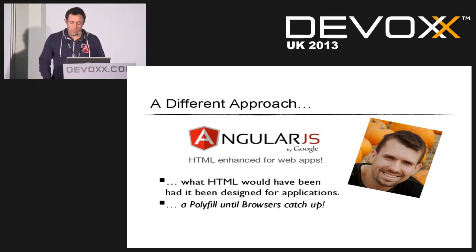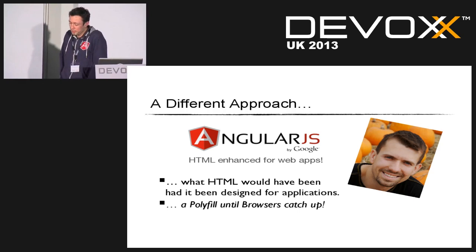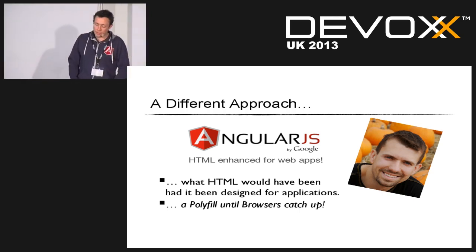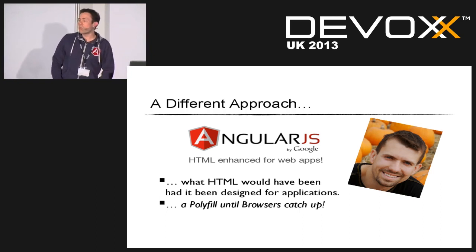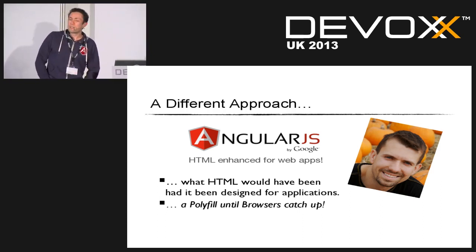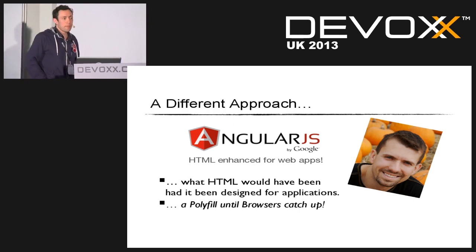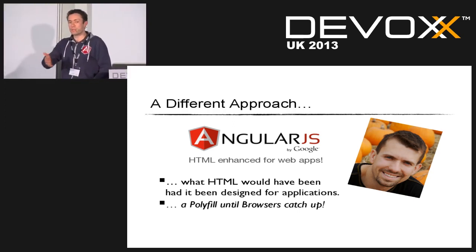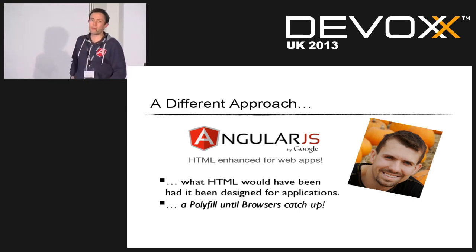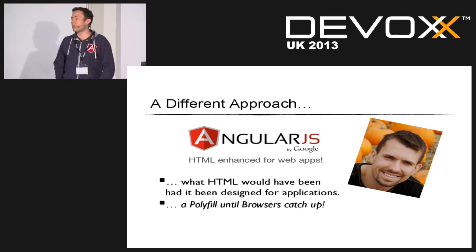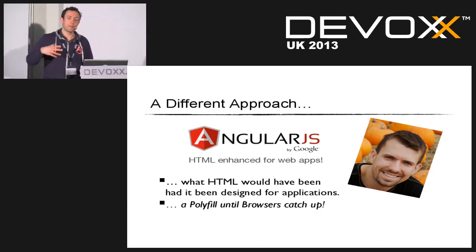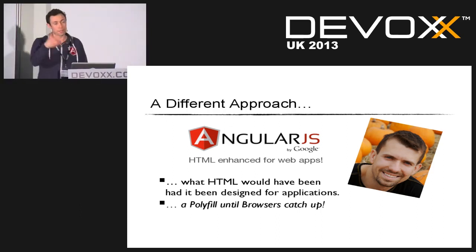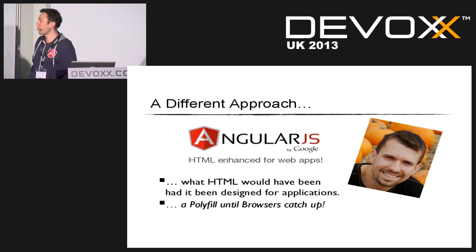So there's this nice bloke who lives in California called Misko Hevery, and he decided that what we really need is to start again with the browser. We need to take the browser and say, okay, what if this browser was designed from the beginning to be an application development platform? What would it really need to do? And then he wrote a framework which would basically fill in that gap until browsers caught up.